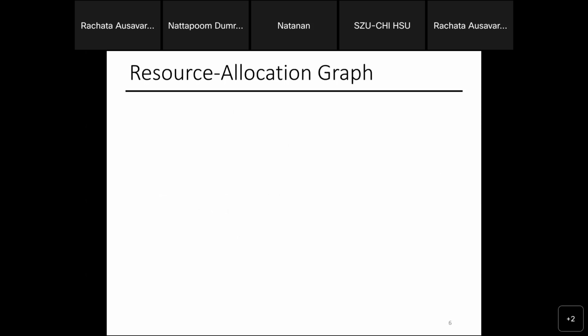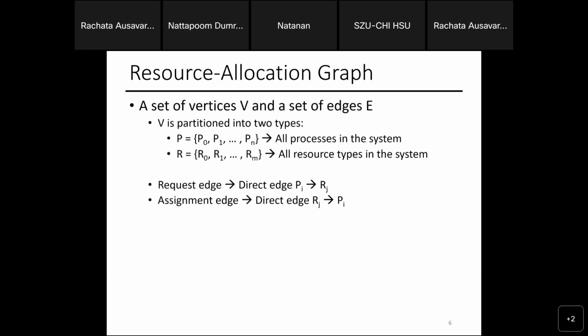So the first thing I will talk about is what we call the resource allocation graph. As the name suggests, it's a graph. A graph needs to have vertices and edges, right? A vertex is like a node that represents some data. The edge represents the relationship between each vertex. That's a mathematical definition of a graph.